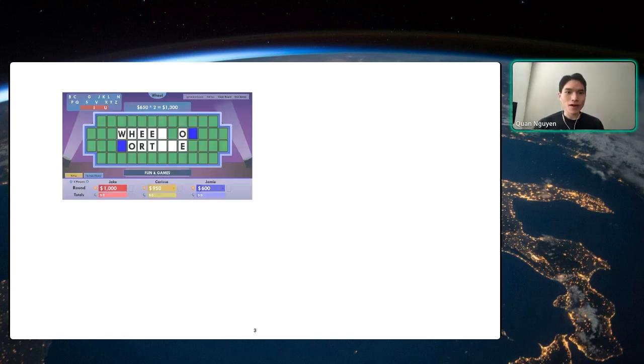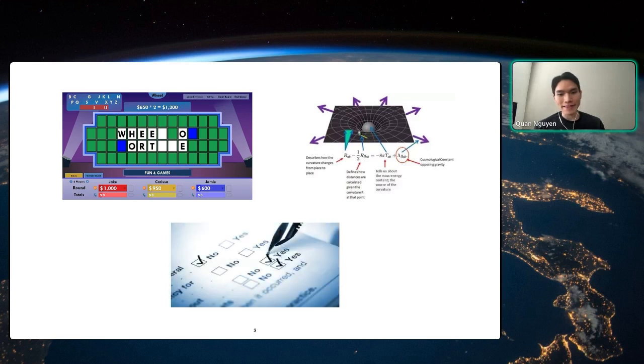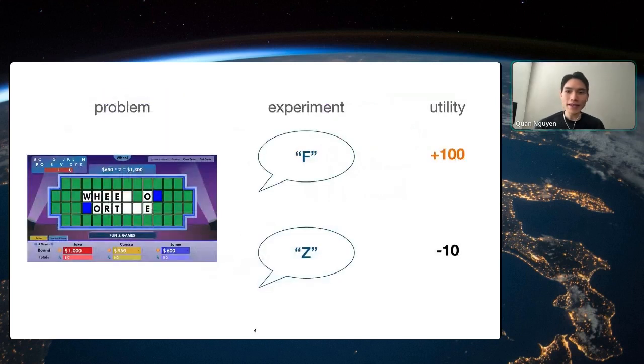All right, so to get started, let's look at three seemingly unconnected examples, which is Wheel of Fortune, learning about physics by developing physical models of the world, and designing political surveys. What do these examples have in common? In each of these examples, you have to perform experiments in order to learn about something of interest.